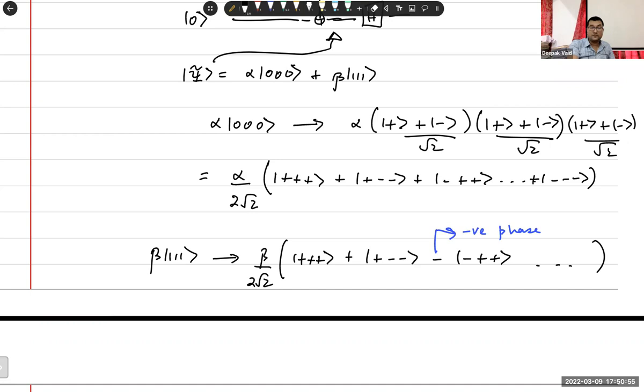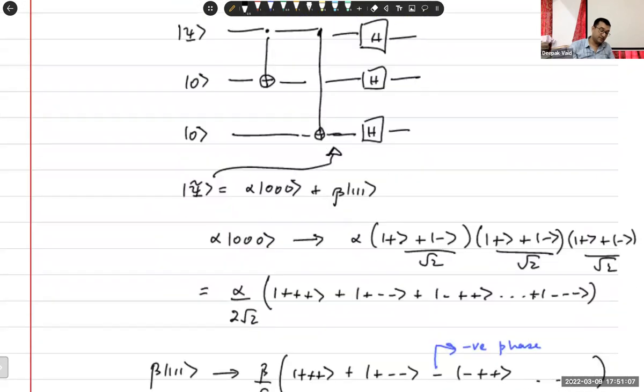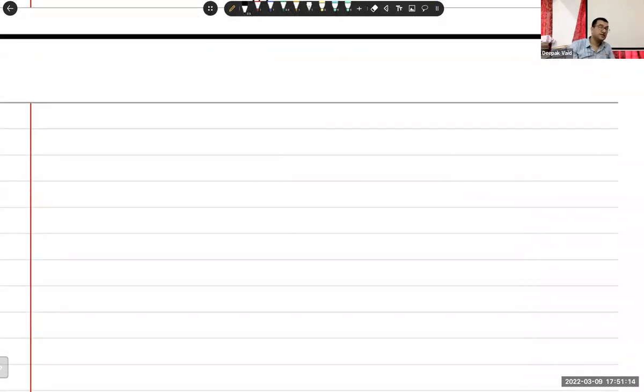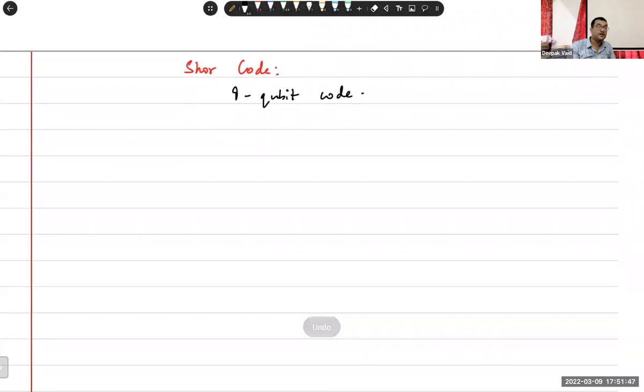Now, again, we can define similar syndrome measurements. Now, we would like to combine both of these into a code which allows us to correct for arbitrary bit flip and phase flip errors. Okay, that code is called the Shor code. Of course, this Shor code is not the simplest code which is capable of doing this, but it is the first code which was discovered, and of course, it was discovered by Peter Shor. It also goes by the name of the 9-qubit code because we encode one logical qubit in 9 qubits.